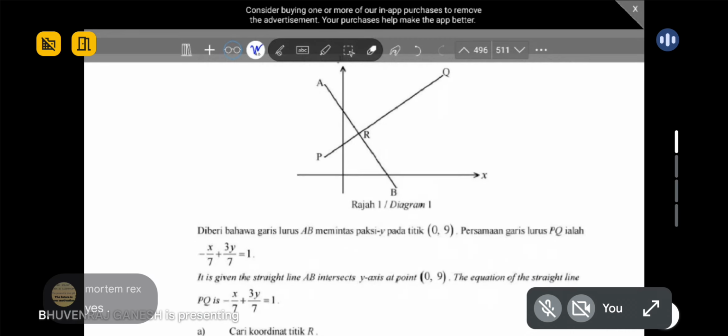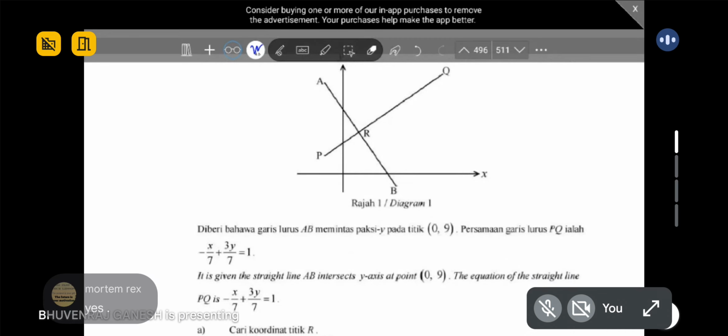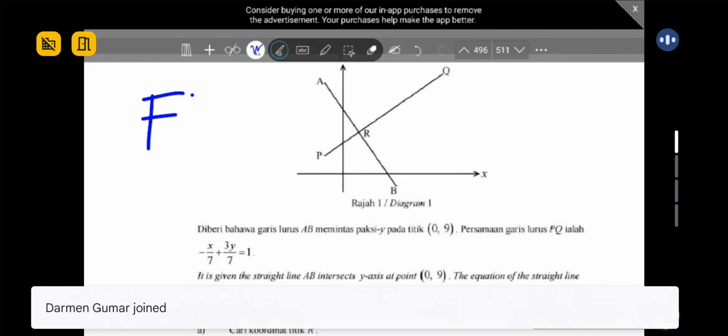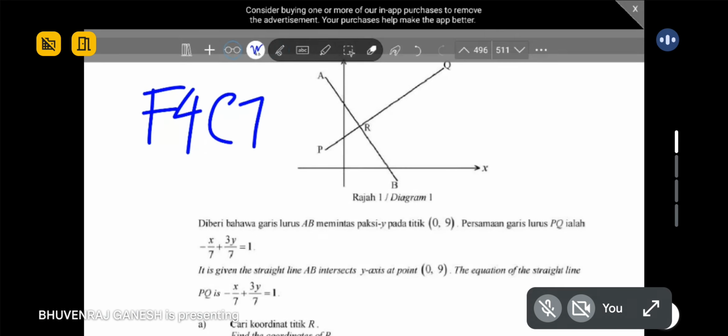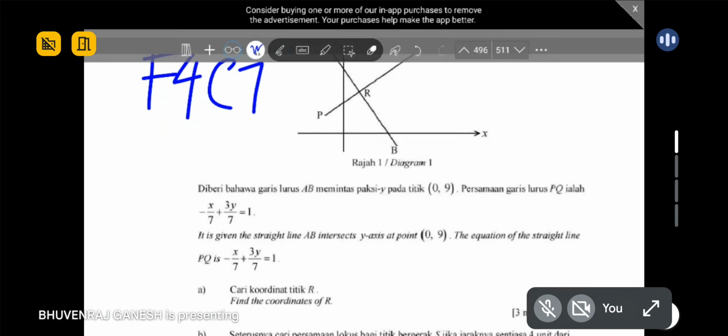Whenever you see the first question, soalan pertama, what chapter is this? Of course, it's Form 4, but what chapter? First thing when you see an AdMaths question, identify what chapter it is. Kenal pasti bab dia apa? This is your Form 4 Chapter 7 of AdMaths, which is coordinate geometry. So the first question is find coordinate R. Kamu kena cari coordinate R.